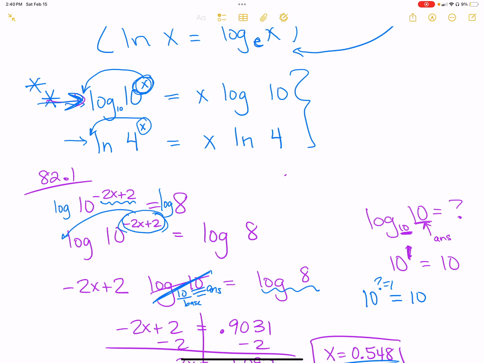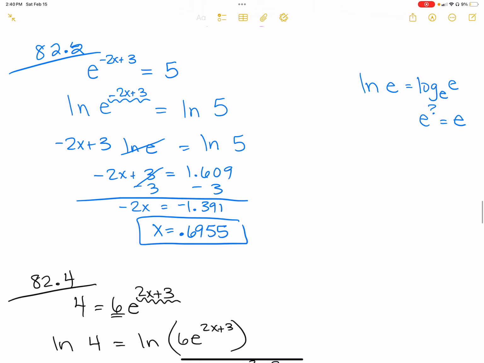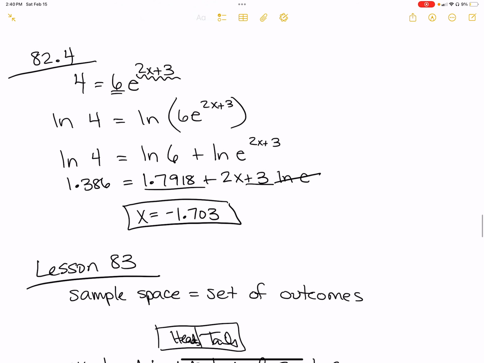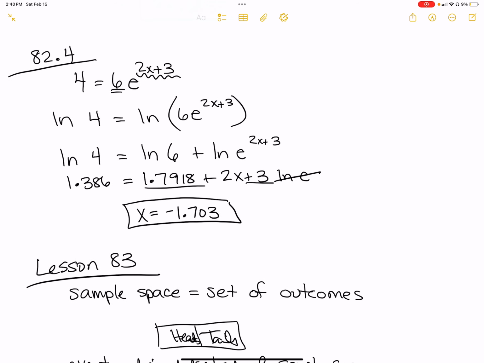Okay, so we left off on 82.2. So this is 82.4. This one is a little bit different because it has a coefficient in front of that e. So you're going to have to do something with this 6. Okay, so when we have that e, in order to release that exponent, we need to take the natural log of both sides. So I take natural log of 4, natural log of the whole right-hand side.